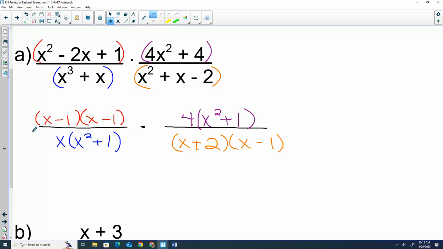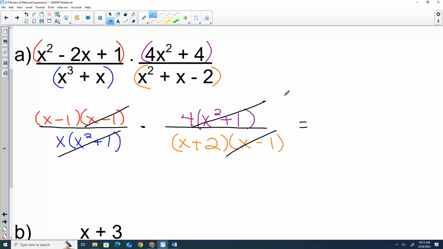Now, this is all multiplied together. So if anything shows up on both the top and the bottom, we can cancel it, whether they're in the same fraction or different fractions. For instance, I see x squared plus 1 here on the top and over here on the bottom, so I can cancel this because it's multiplied. What else can I reduce? We can cancel out one of the x minus 1s.